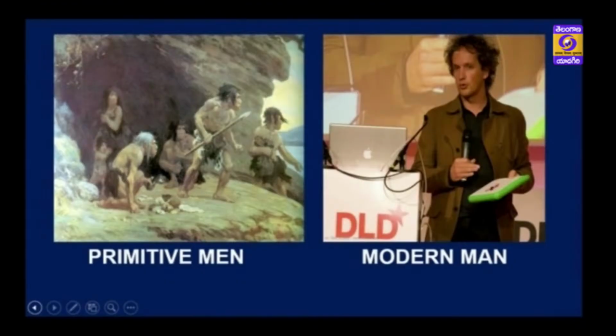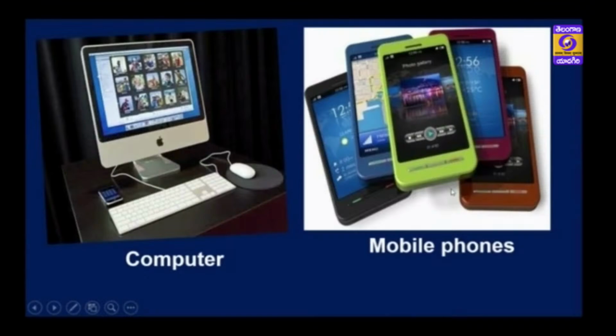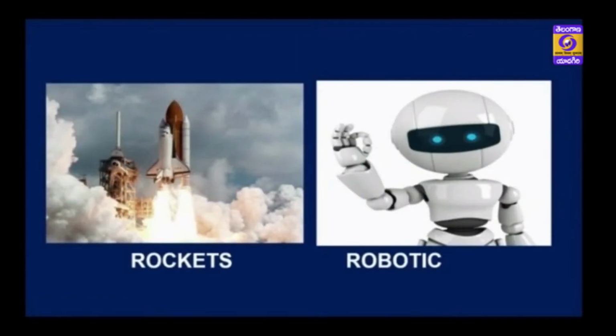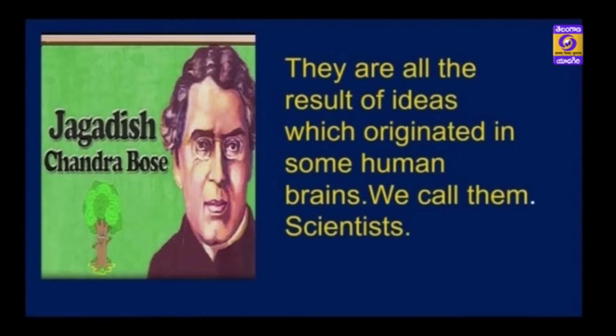Children, observe the picture. Here in the picture, you have seen two images. One picture is of a primitive man and the other picture is of a modern man. Do you notice the difference between the primitive man and modern man? The primitive men lived in the caves, wearing skin of animals as clothing and used the tools available in their surroundings. But the modern people are using computers, mobile phones, internet, satellites, rockets, robotics, hybrid food grains, medicines and modern tools for agriculture. They are all the result of ideas which originated in some human brains.